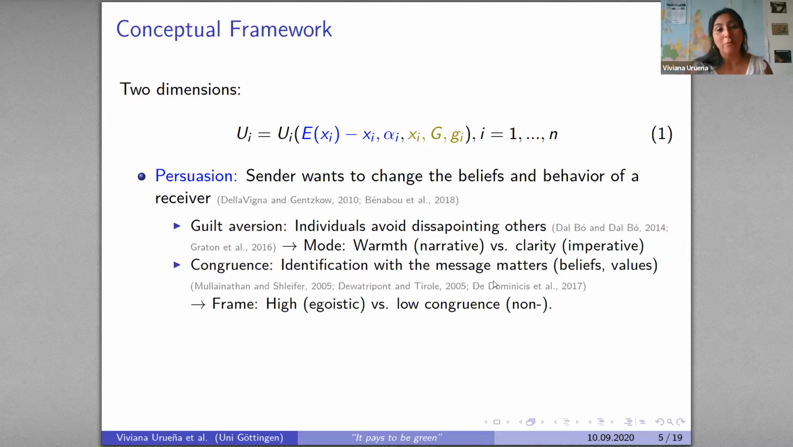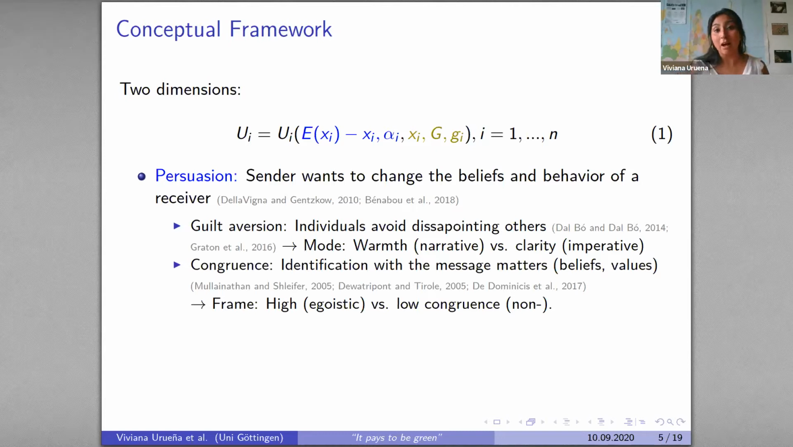In addition, our second channel is congruence. As we know, there is theoretical and empirical evidence showing that for a receiver to act as the sender expects, the sender should send a message that is congruent with the prior beliefs and values of the receiver, right? Here, what we do is frame the messages in two ways. We have messages that have high congruence and messages that have low congruence.